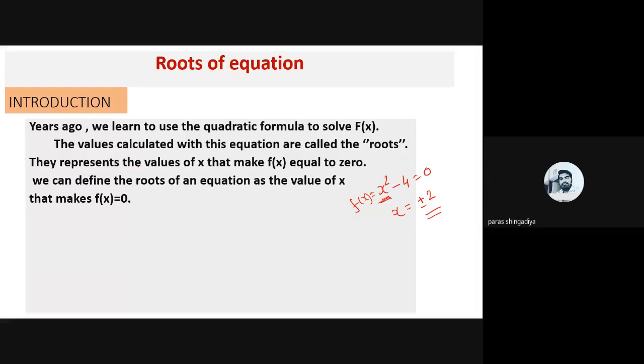Okay. So these represent the values of x that make f(x) equal to 0, and we can define the roots of an equation as the value of x that makes f(x) equal to 0. Okay. And the roots are also known as the zeros of the equation.